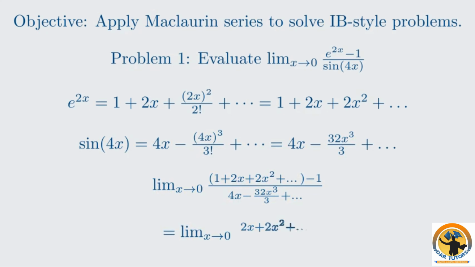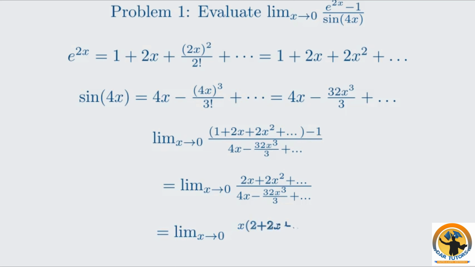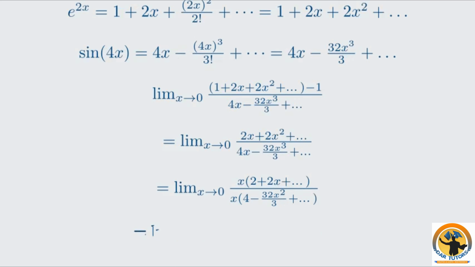We can factor out an x from both the numerator and the denominator and cancel them. Now, as x approaches 0, all the terms with x in them go to 0. We are left with 2 divided by 4, which simplifies to 1 over 2. This is the value of the limit.